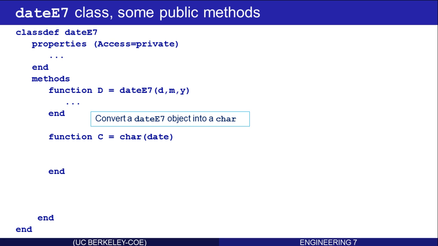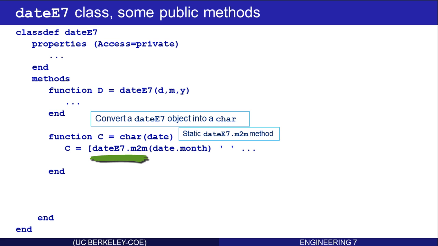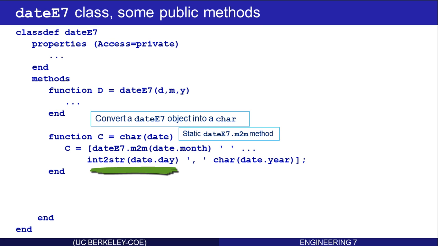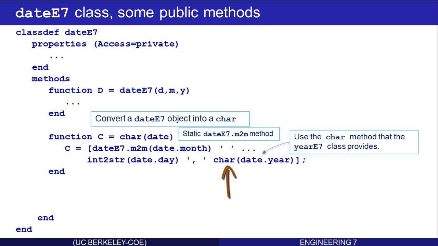First, we'll write the char method, which converts a dateE7 object into a character string. The output argument C will be a horizontal concatenation of the month expressed as a character string. Notice we're using the static dateE7.M2M method, passing in the integer value of the month and getting back a character string. Then a space, followed by the day expressed as an integer, followed by a comma, and then the year as a character. But what's that really calling? That's really calling the char method that the yearE7 class provides. So if we want to change the way a year is formatted, we'll change it in the yearE7 class, and that effect will propagate through to here.